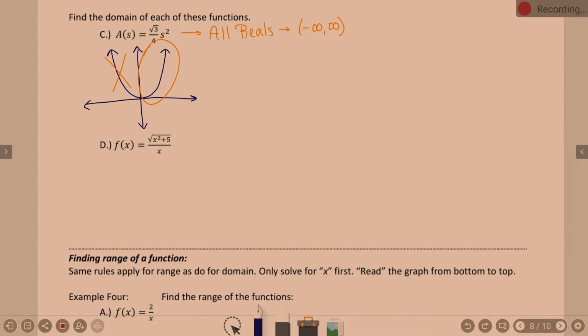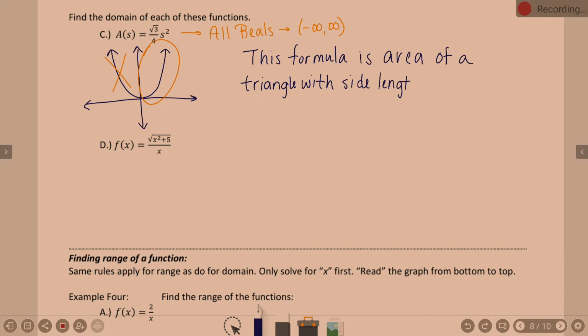Okay, so I'm going to say this formula is area of a triangle with side length S. Okay, so that's kind of the special caveat here.